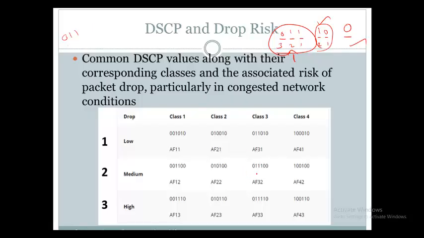Now you do one and see for yourself. 1, 0, 0, 1, 1, 0. Check whether you are getting AF43. Now, do it.